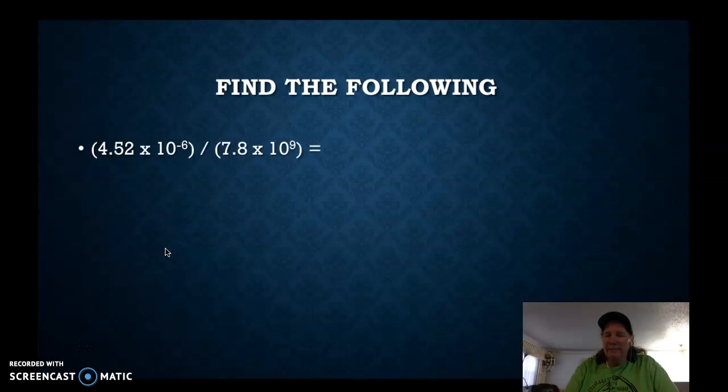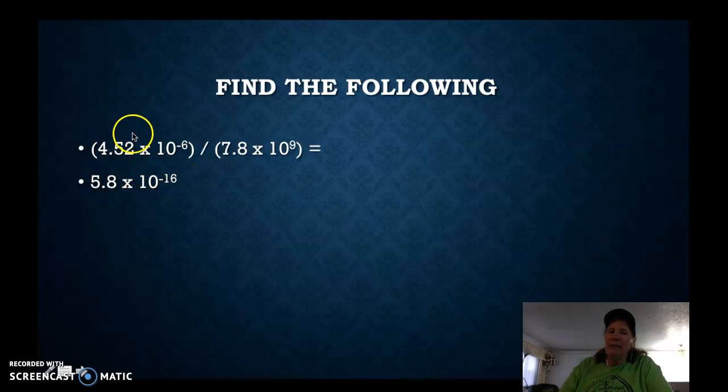Okay. Here's dividing. Same deal. 4.52 divided by 7.8. You get 0.58. And then you subtract the exponents. Negative 6 minus 9, I mean, negative 6 minus 9, sorry, is going to be negative 15. See, I got to write them down sometimes to look at it. But again, it was 0.58, so I had to move this decimal over. Now, in this case, I made this number bigger, so I made that number smaller.